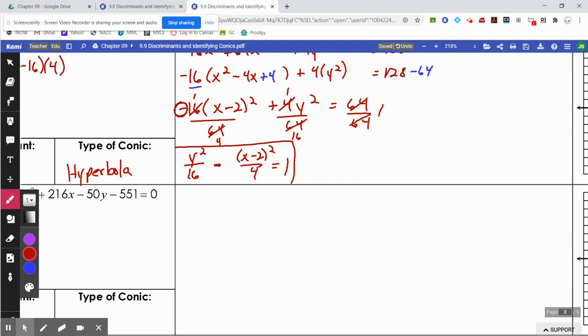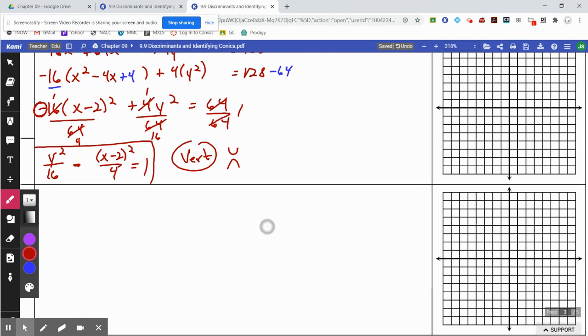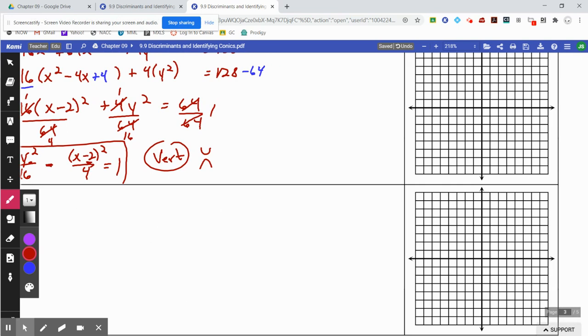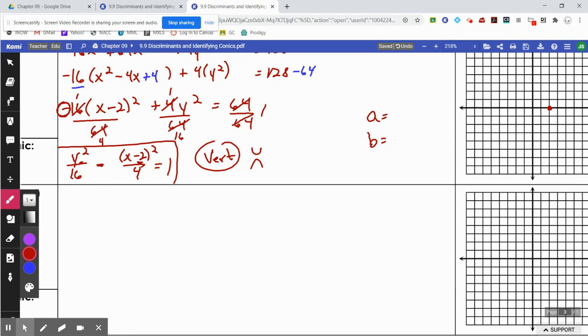Since it's a hyperbola, with the y stuff listed first, this is going to be a vertical hyperbola, which means it's going to cup up and down. So the way we're going to graph it, first find your center. It's been shifted right 2 and up 0. So here's your center. Let's find our a and b values. Your a value is right here, it's 4. Your b squared value is right here, it's 4, so b is 2.